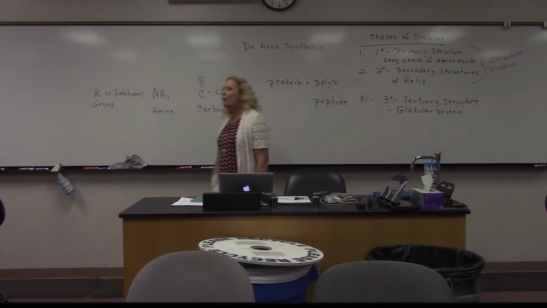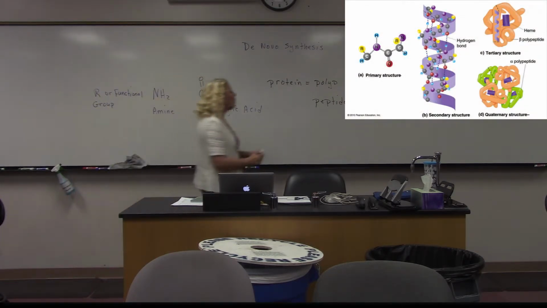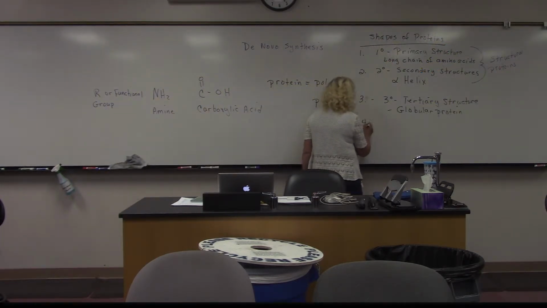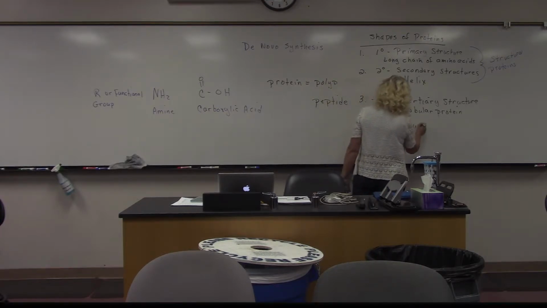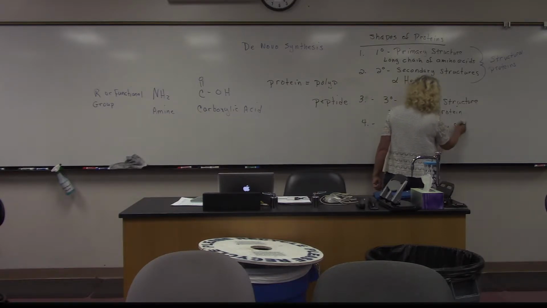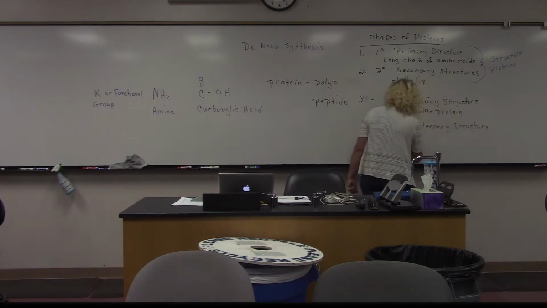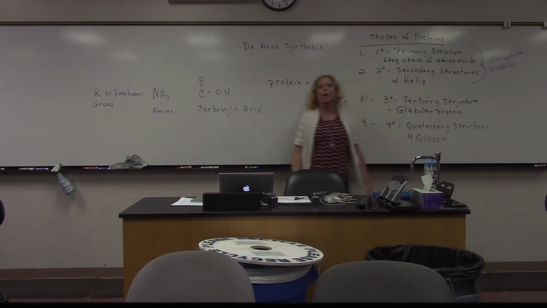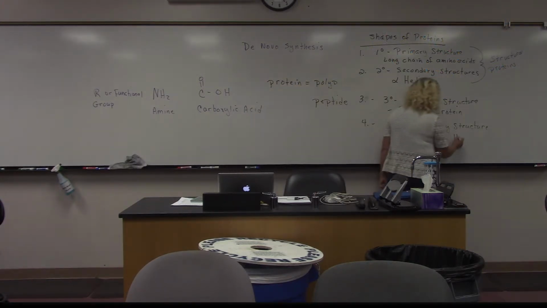If I take 4 globs and bind them together, I have a quaternary structure. And what's the only molecule in the body that is 4 globs? Hemoglobin. Hemoglobin. Excellent.